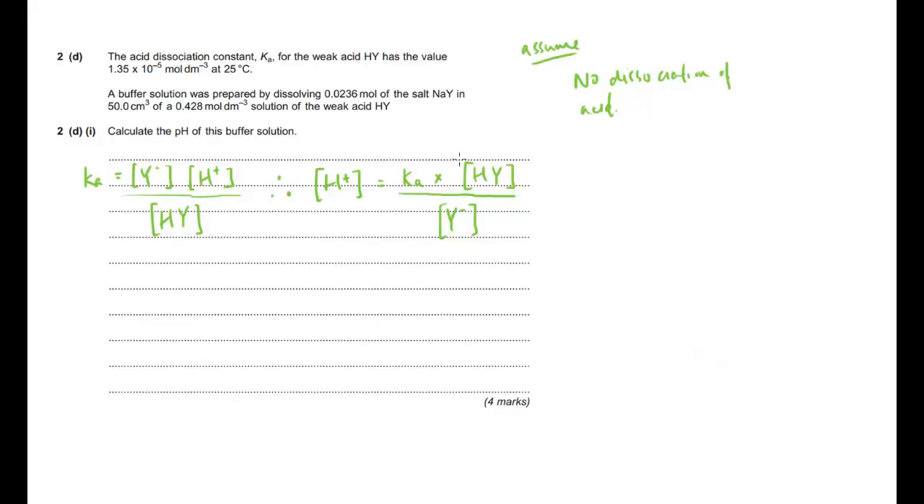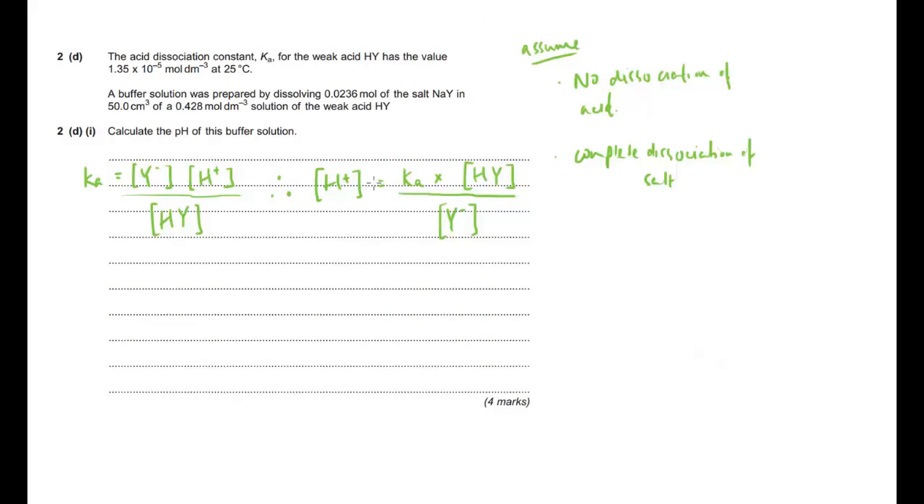We are assuming no dissociation has taken place of the acid, and we are also assuming that complete dissociation has taken place of the salt. So complete dissociation of the salt. Go over here. Let's put these numbers in then. We are told a buffer solution was prepared by dissolving 0.0236 moles of the salt NaY in 50 centimeters cubed of a 0.428 mole per decimeter cubed solution of the weak acid HY.